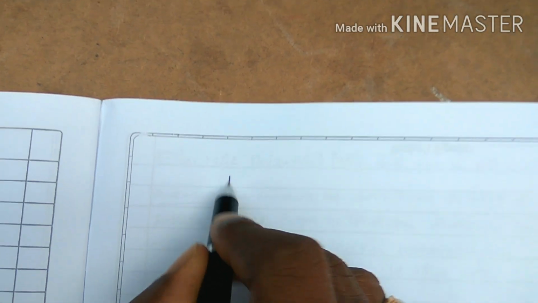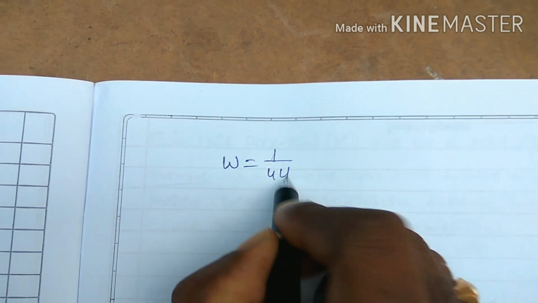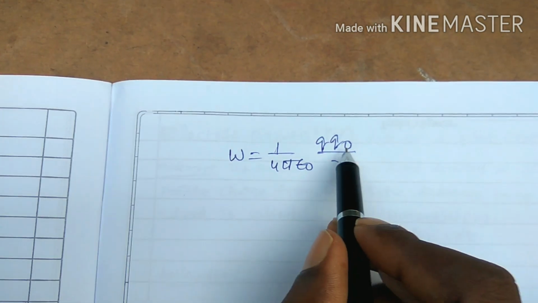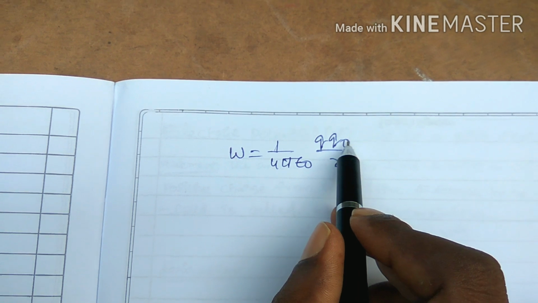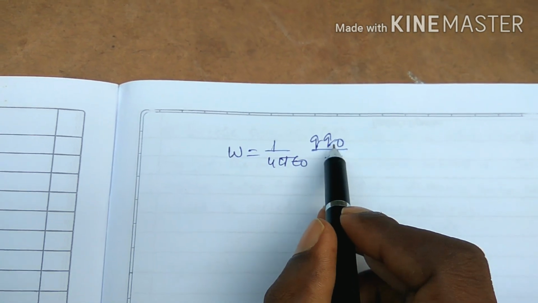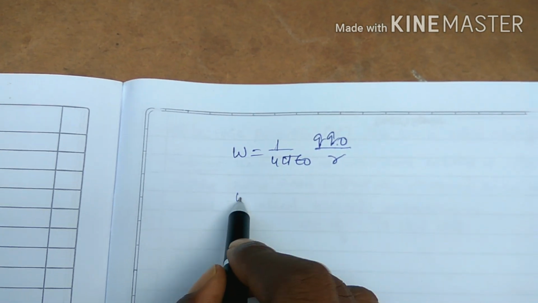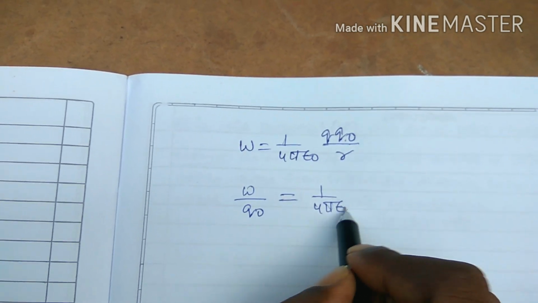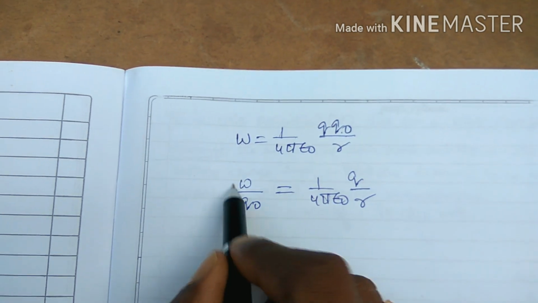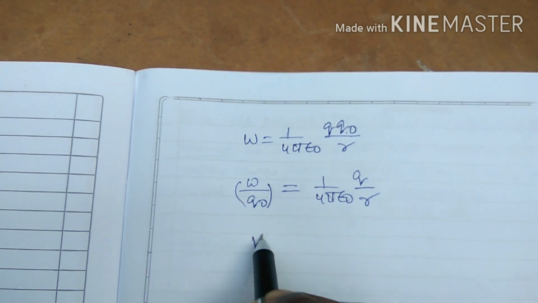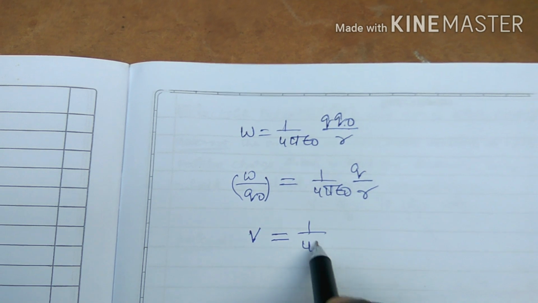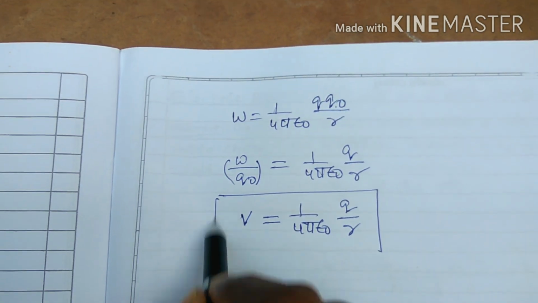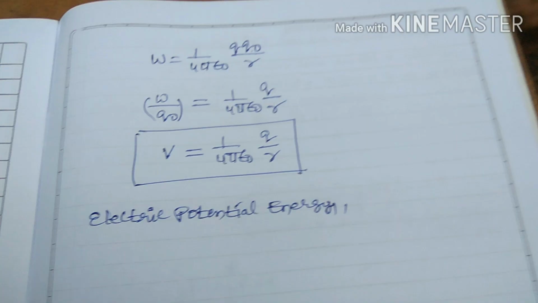Therefore we can write W is equal to 1 by 4 pi epsilon naught, Q Q naught by r, where W is the work done on the unit positive charge brought from infinite distance. Q naught will move to this side. So W by Q naught is equal to 1 by 4 pi epsilon naught, Q by r. This W by Q naught is nothing but electric potential. V is equal to 1 by 4 pi epsilon naught, Q by r. So this is the electric potential due to a point charge.